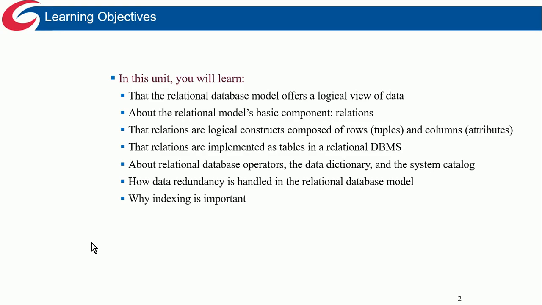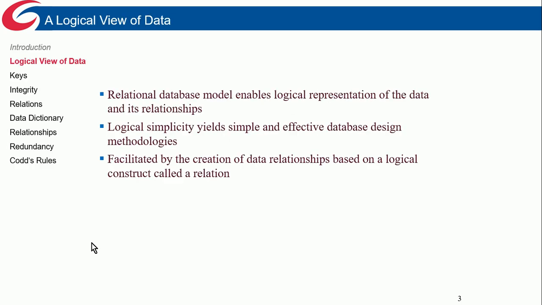So in this unit, you're going to learn about the relational database model logical view of data. We'll talk about the basic component, which are relations or tables, and that those tables are made up of tuples and attributes, or rows and columns, which we discussed before in the other unit. That relations are implemented as tables in a relational database management system. We'll learn about the database operators, the data dictionary, and the system catalog. And then we're going to talk about data redundancy and Cobb's model at the very end. So those are our basic objectives for this unit. So let's get started talking about the logical view of data.